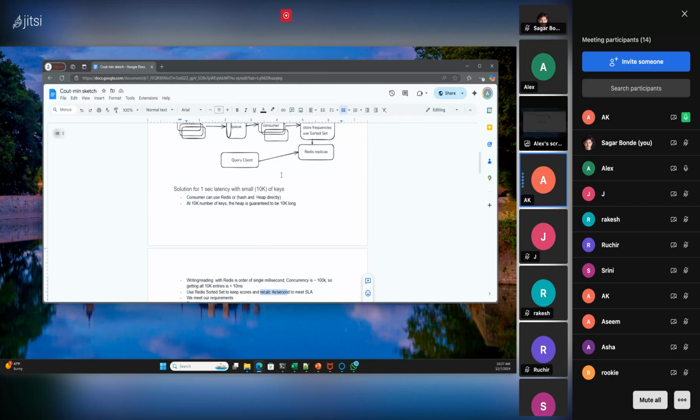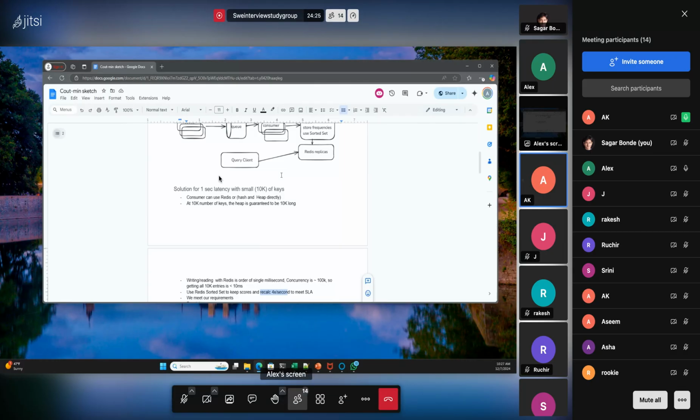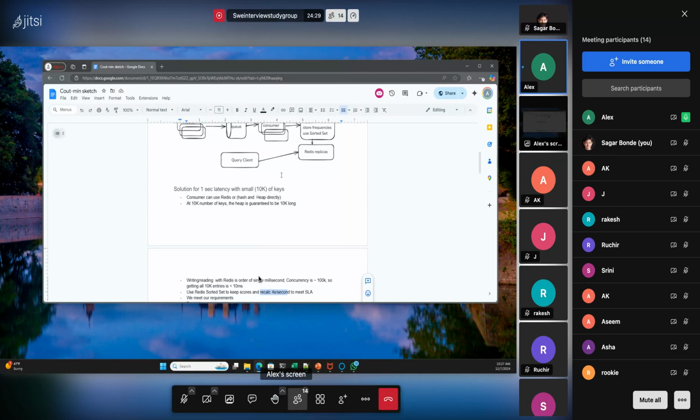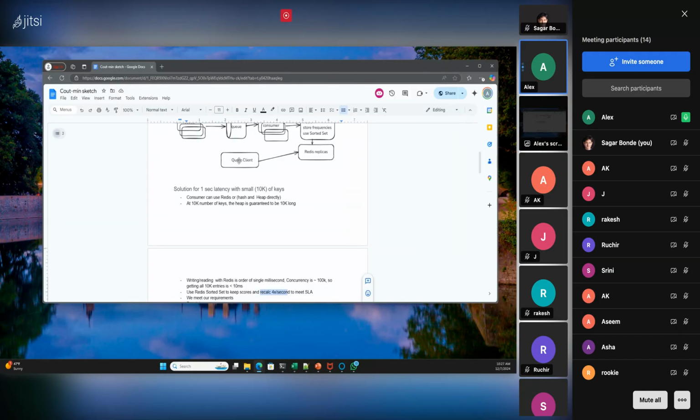So why do you need the sorted set? I thought a sorted set is a data structure which will already maintain it in a sorted way in Redis, right? Well, the reason is if you have multiple query clients, what if you have like 1,000 query clients? You don't want to calculate the same thing 1,000 times, right? You just calculate once and read the sorted set.